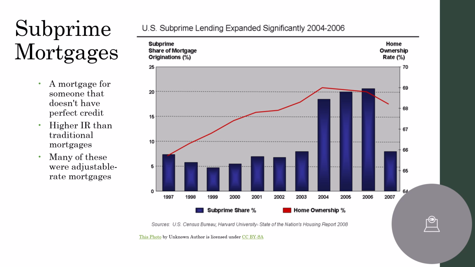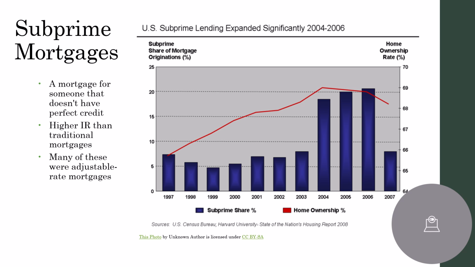This made these borrowers more risky, and to compensate for the higher risk, lenders, usually banks, charged these borrowers higher interest rates. Many of these loans were adjustable rate mortgages, meaning that the interest rate could change over time, usually starting low and rising significantly.